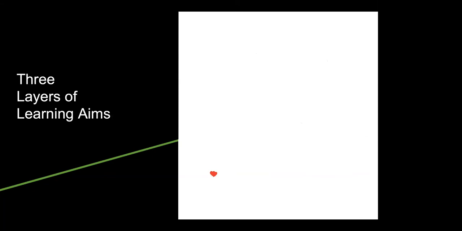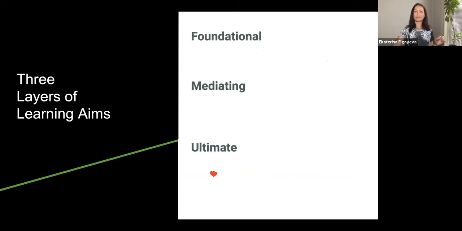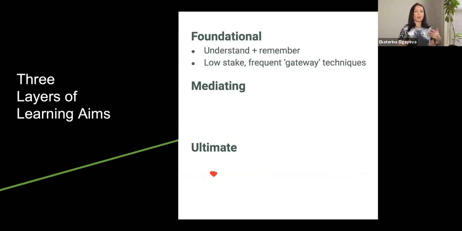That's cool. So just like the presence piece, I want to talk about learning aims in 3 layers. So we're kind of building a layer cake here as we go along, right? The happy hour is just around the corner. So we're building a layer cake. Let's talk about 3 layers of learning aims. So here's the 3 that I want you to think about: foundational, mediating, and ultimate.